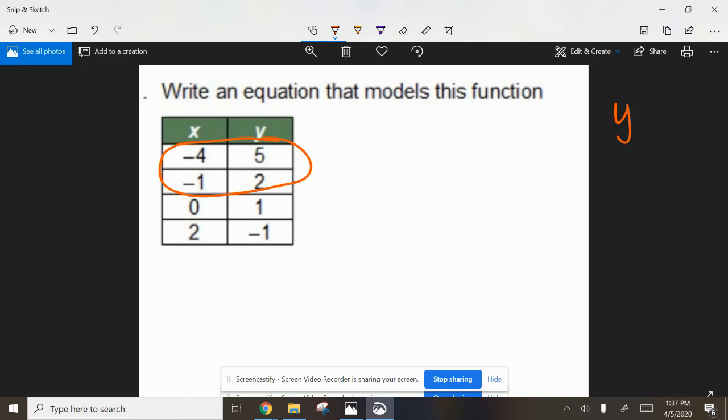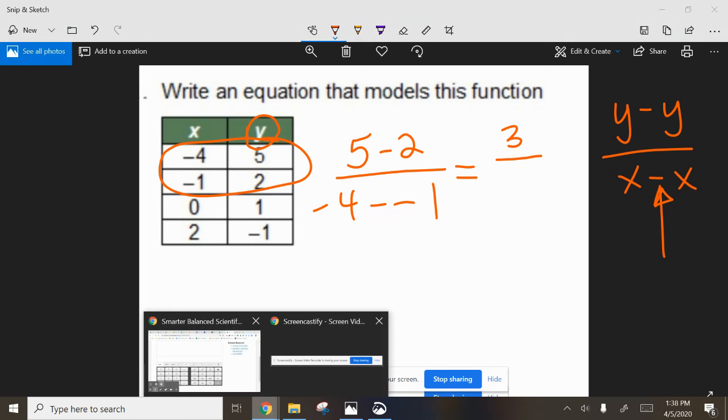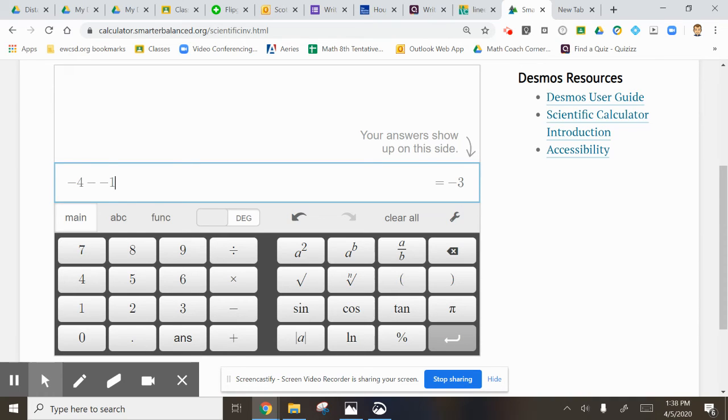What is my equation first? Find slope. Nobody should have issues with this. Y minus y over x minus x. So this is going to be 5 minus 2. You see what I did there? These are my y's. Over x minus x, negative 4 minus a negative 1. Don't forget the negative is part of the equation. So if there's another negative in there, you got to put it in there. Now, 5 minus 2 is 3. And if you struggled on negative 4 minus a negative 1, I always tell you, you could use your calculator, negative 4 minus a negative 1, and you get negative 3.